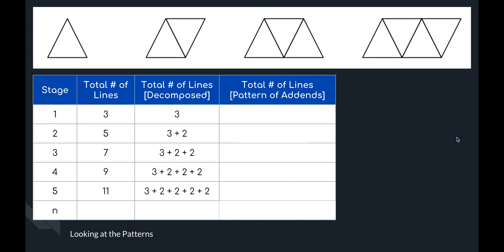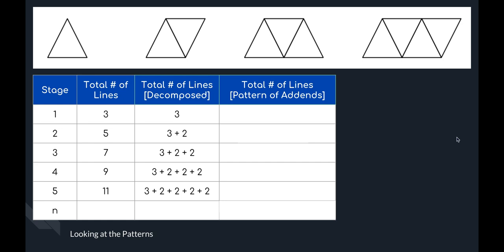When we take a look at the decomposition of the numbers, we see that we start with 3, and that 5 is represented as 3 plus the 2. It's the recurring pattern. 7 is 3 plus the 2 plus the 2, and so on down the table. So the question is, is there a pattern that we can observe? And there absolutely is, and we want students to see it.